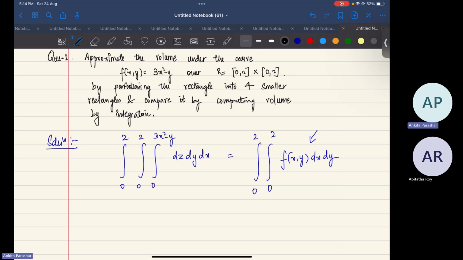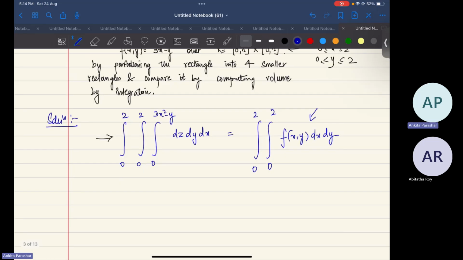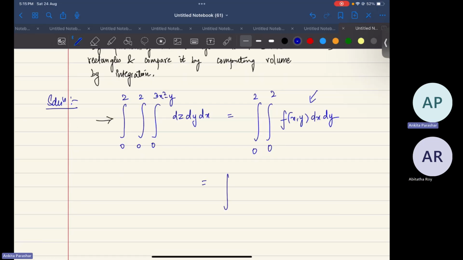Whenever we have to compute a certain volume, we just need the base. The base starts from 0 because the function is non-negative, we are assuming that, and it will go up to the curve. The curve is 3x square minus y, and the rest are the limits for x and y. But x and y are already given: x lies between 0 and 2, y lies between 0 and 2. So I think the meaning is pretty clear. Therefore, if we simply integrate, it would be 0 to 2, 0 to 2, 3x square minus y dx dy.